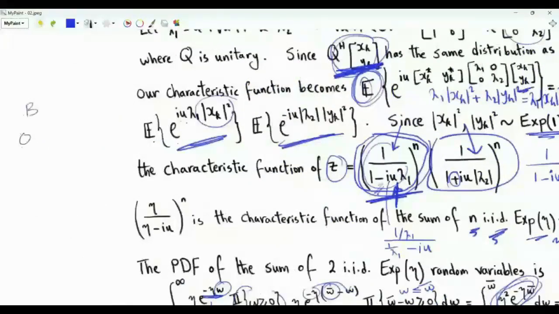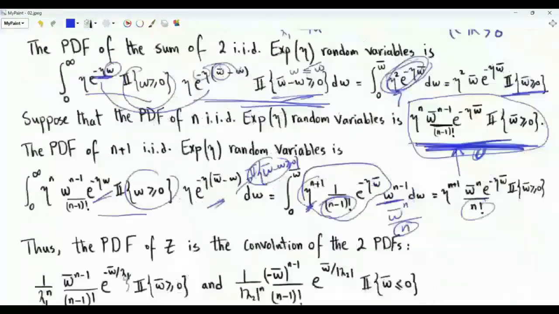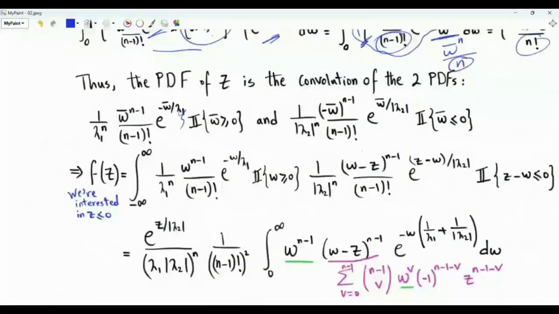The idea is simple. If we have random variable B, then the characteristic function of B is by definition the expectation of e to the i u B. Now, what is the characteristic function of minus B? This will be the expectation of e to the i u minus B. And we can think of this as the characteristic function of B, but now we can combine this minus sign with the u. We can replace the u here by minus u. So this plus sign means that this other random variable is the negative of a sum of exponential random variables. We will go to the PDF of the sum of n exponential random variables, and we will replace w bar by minus w bar like this.